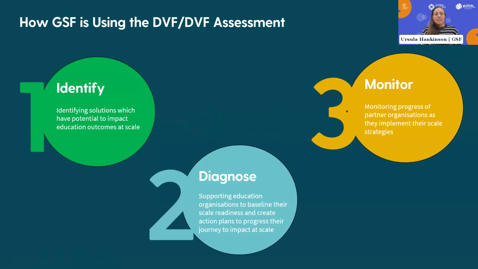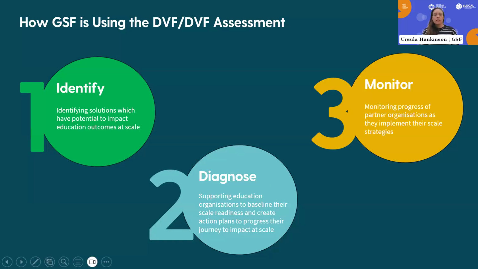So we're using the DVF framework in 3 ways in our own work as the Global Schools Forum as part of the Impact at Scale Labs. So first of all, we use the criteria around the DVF assessment to identify solutions which have the potential to impact education outcomes at scale.